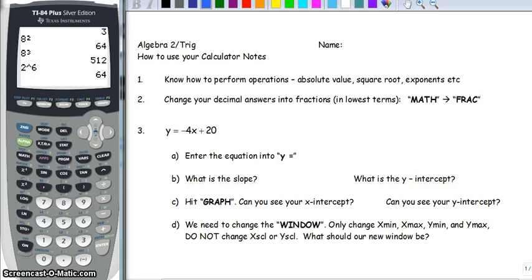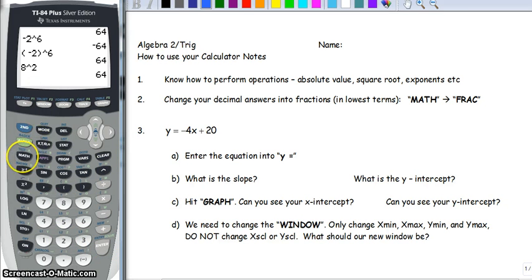so 2 to the 6th power, and we get 64. Now if we wanted negative 2 to the 6th power, notice how that gives you a negative answer. If you wanted to raise the entire negative 2, make sure that it's in parentheses, to the 6th power. You can also do squares and cubes this way as well. So if I wanted 8 squared, I could do 8 caret 2, and I still get that 64.